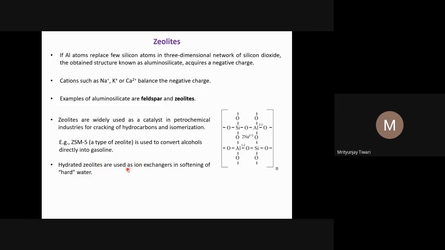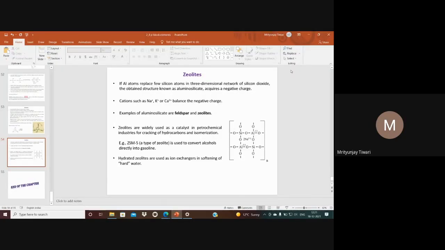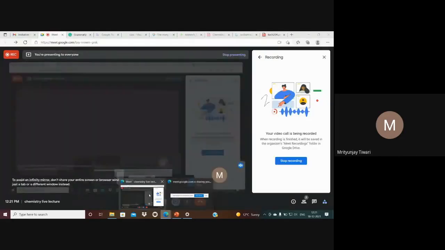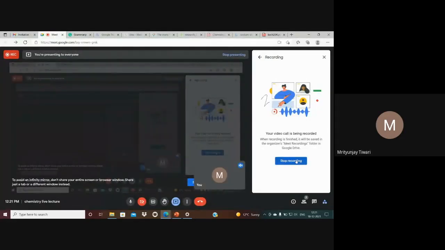The hydrated zeolites are used as ion exchangers in softening of hard water, and this point we have studied in the hydrogen chapter. The chapter on soft and hard water describes how zeolites help in softening the hard water. I have described it in much greater detail, so you can refer to that chapter as well. Now this is the end of the chapter, so I'll stop this recording and the lecture here, and we will start a new chapter afresh from our next class.